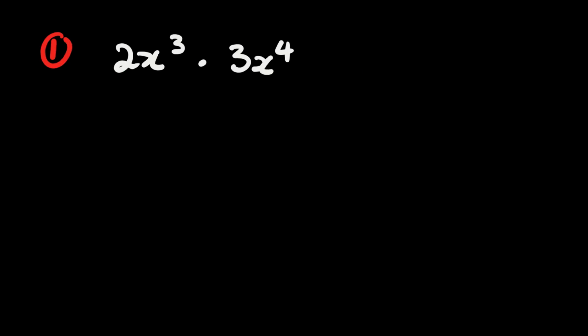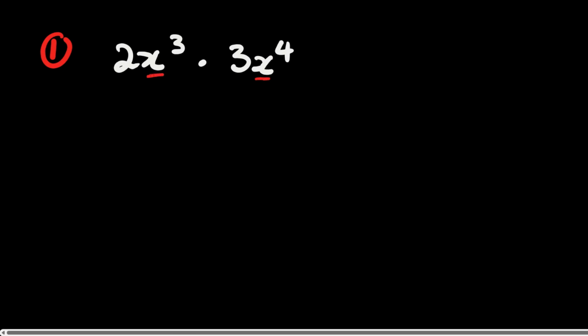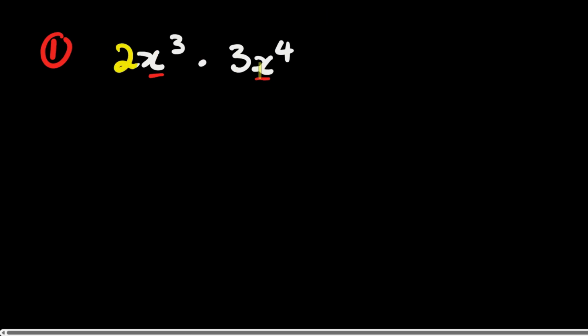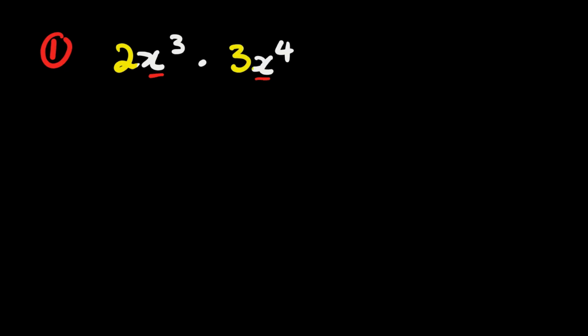Law number 1, the law which states when you multiply the same bases, you add the exponents. So in this case, you have the same bases, being x and x. For now, let's forget the coefficients 2 and 3. Let's take them out of the picture for now and focus on the same base being x to the power 3 and x to the power 4.